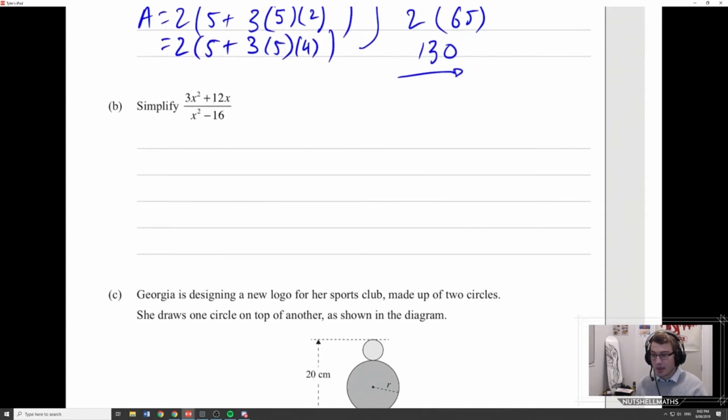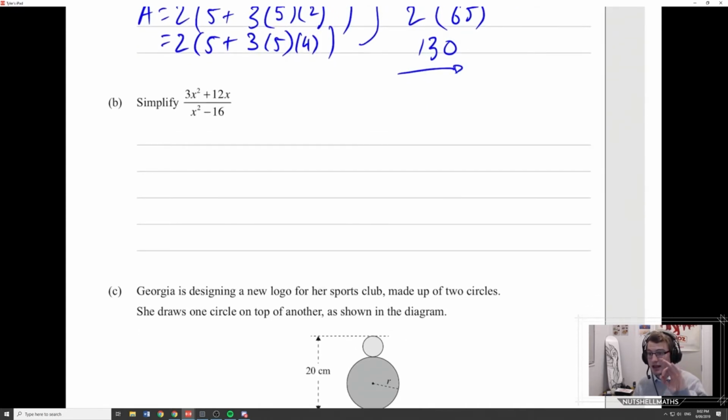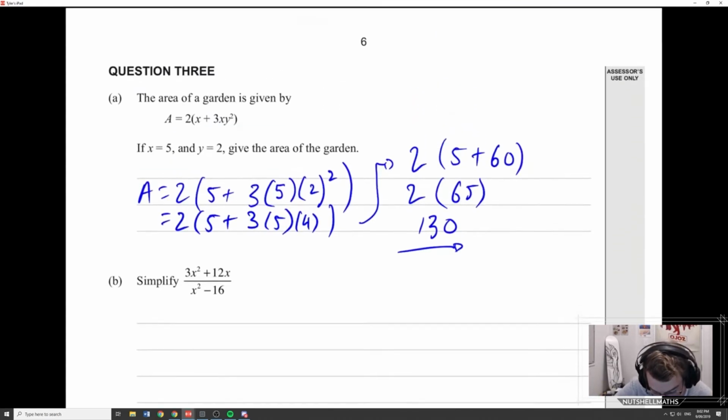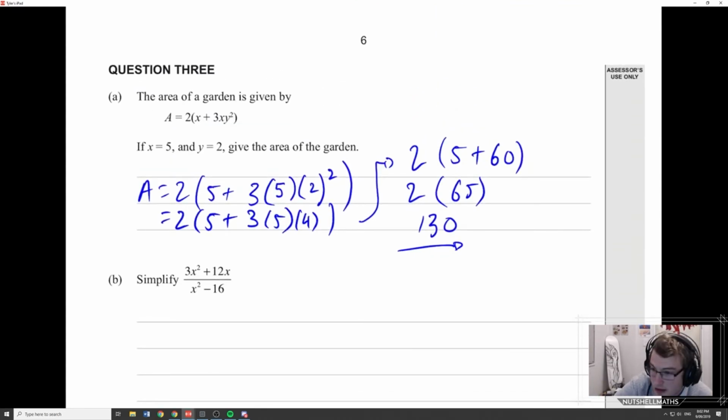Right. This one, I reckon, is a nice one. Again, it's the same skill as what we did at the start. Just quadratics. Right? Simplify quadratics. Let's have a look. Do you give the symbols? What do you mean the symbols?